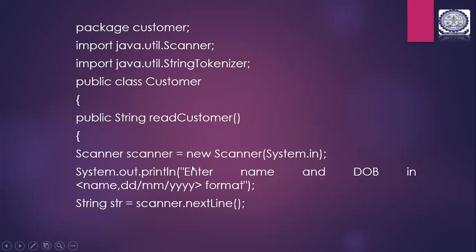Okay, we call the scanner; you have seen in the two-way program how we define the scanner class here. So here scanner is only given as an object for the scanner class. System.in, and out.println, we ask the user to put in the name and the date of birth in the format name, date of birth, month and year. Okay, and here you see str, we have taken the next line.